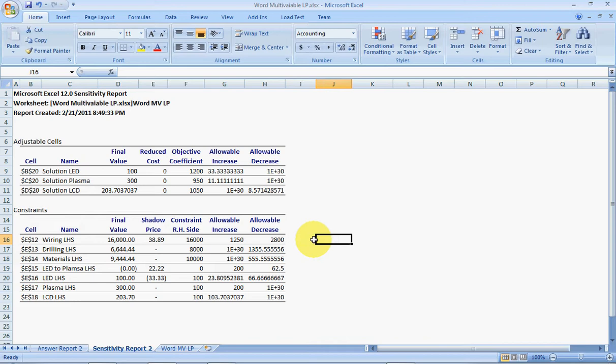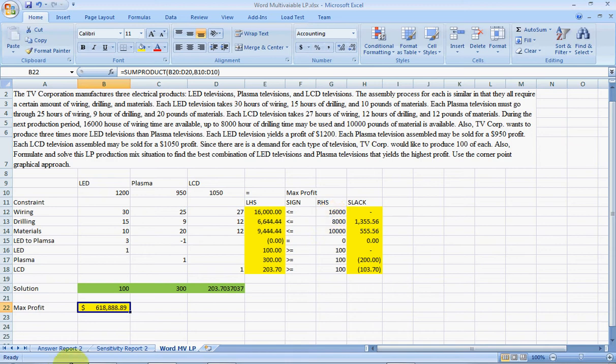So we have our allowable increase and decrease, and we have a shadow price. So if we wanted to see how much more profit we would have by increasing our wire constraint by, let's say, 10 hours, we'd just multiply 10 times our shadow price, and we'd realize a net profit of almost $390. So we can do this all the way up until the 1250, and then once we get to 1251 we would have to rerun the model by adding more to our constraints.